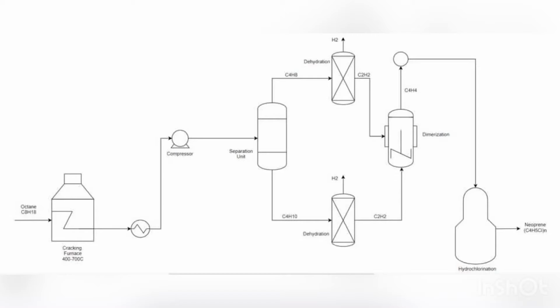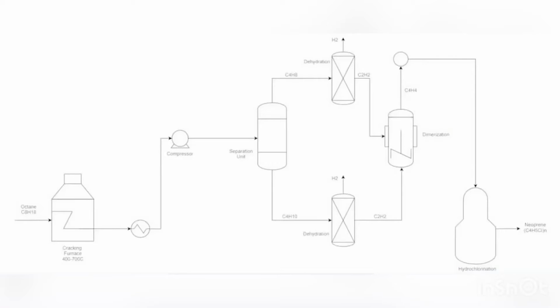A process flow diagram (PFD) is a diagram commonly used in chemical and process engineering to indicate the general flow of plant processes and equipment. So there you may see the PFD. First, octane will go to the cracking furnace where the temperature is 400 to 700 Celsius. After that it goes through the heat exchanger and the compressor.